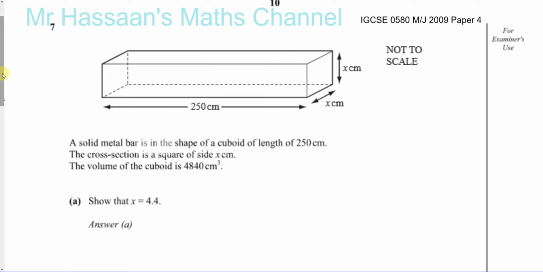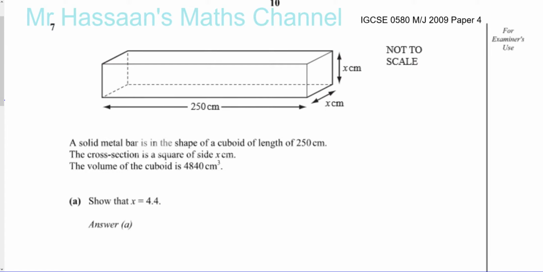It's a solid metal bar in the shape of a cuboid of length 250 centimeters. The cross section is a square, of side x centimeters, and the volume of the cuboid is 4,840 centimeters cubed. We've got to show that x is equal to 4.4.